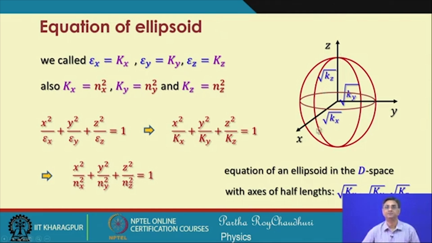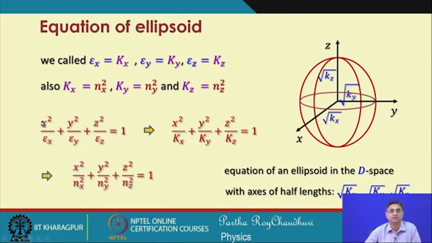We have an ellipsoid where the half length of the axis will be under root of epsilon x, under root of epsilon y and so on. So, this should be capital K, capital K, capital K. So, epsilon x equal to k x, k y and k z, if I represent in this way, then we can write k x equal to n x square, k y equal to n y square and k z equal to n z square, because this epsilon x is equal to n x square, epsilon y equal to n y square, epsilon z equal to n z square.